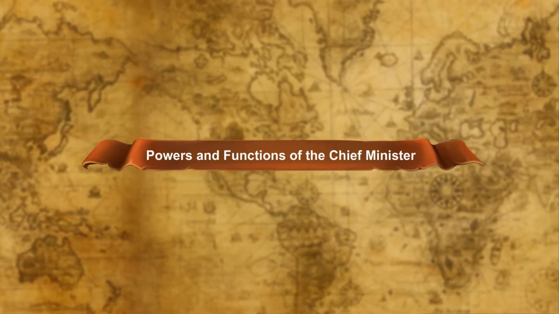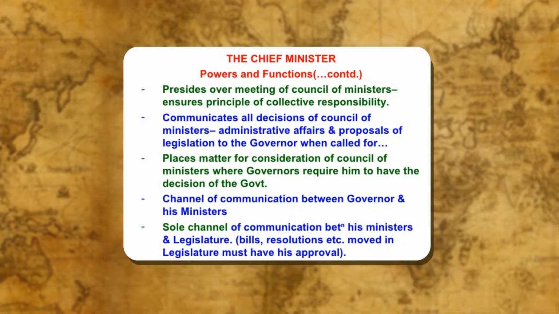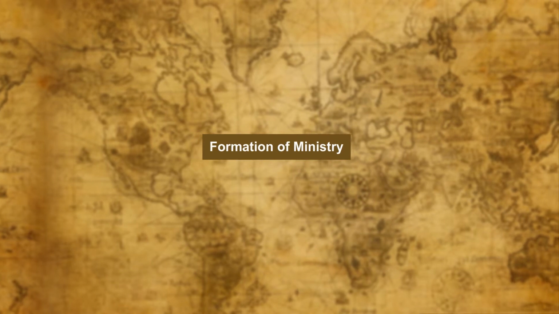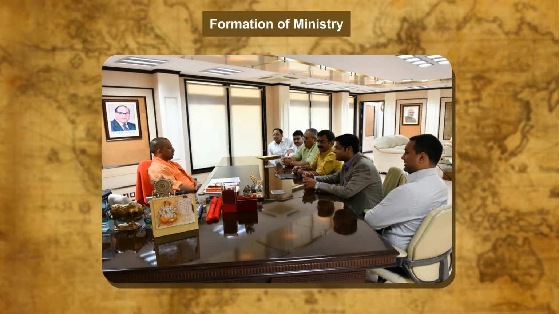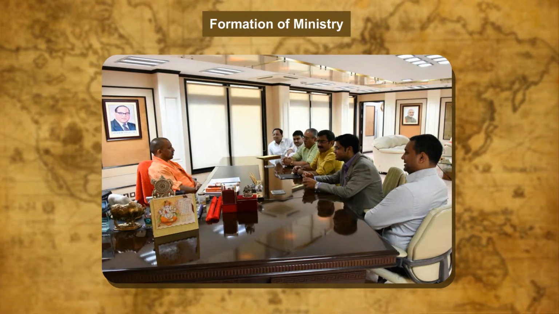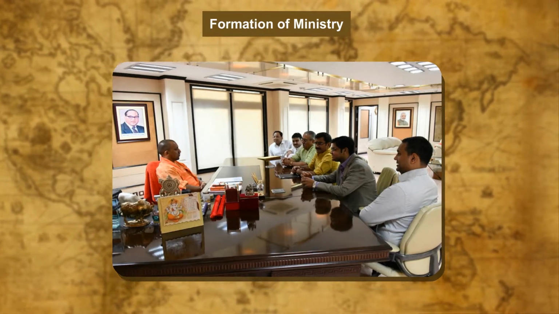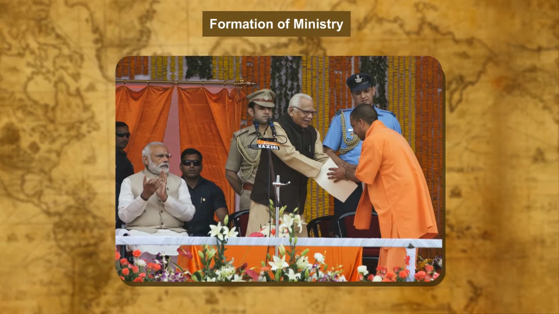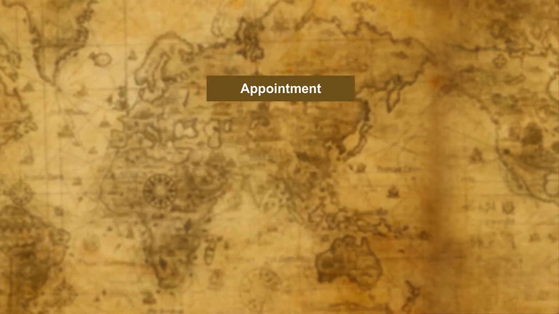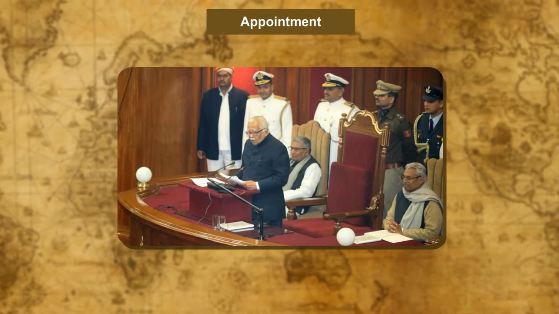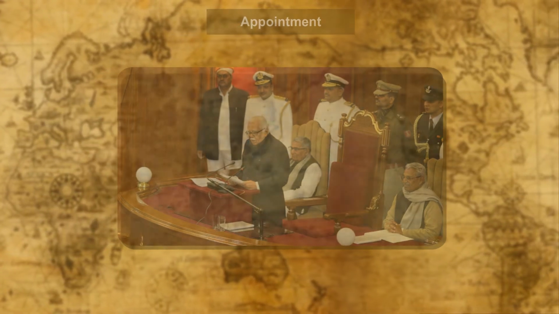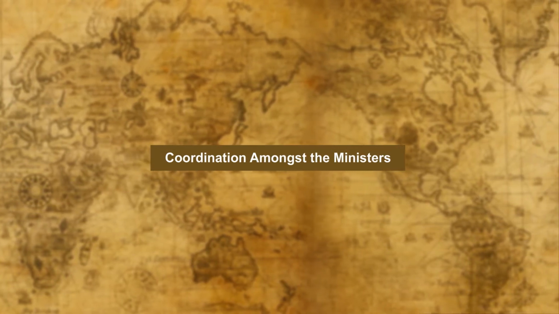Powers and functions of the Chief Minister. The main powers and functions of the Chief Minister of a state are: Formation of ministry. The Chief Minister is required to form his ministry. He prepares a list of his colleagues whom he wants to include in the Council of Ministers and submits it to the governor, who appoints all the ministers as per the list. Appointment. All appointments to high offices in the state are made by the governor on the advice of the Chief Minister. Coordination amongst the ministers.